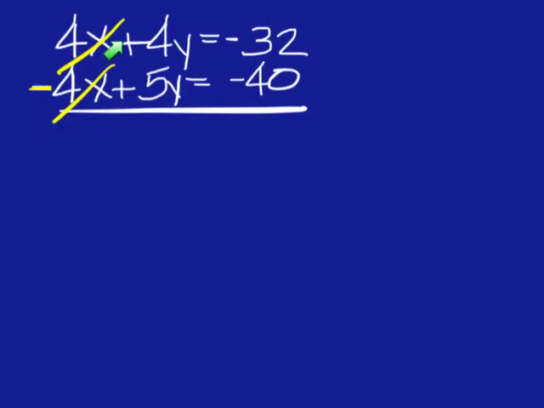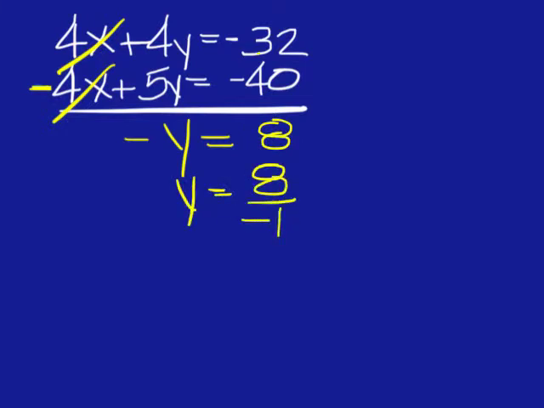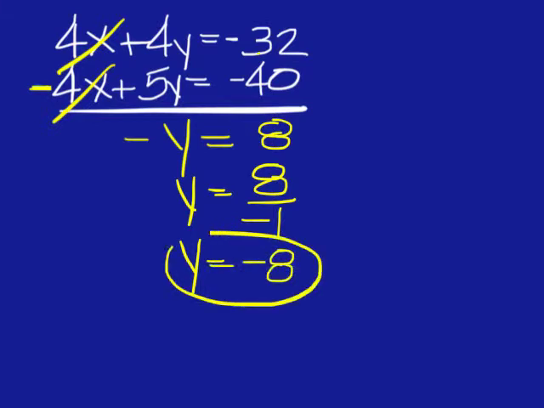Now you have to do 4 minus 5. That's a negative y. And then negative 32 minus negative 40. Negative 32 minus negative 40 is 8. Divide 8 by negative 1 to get an answer of negative 8 for y.